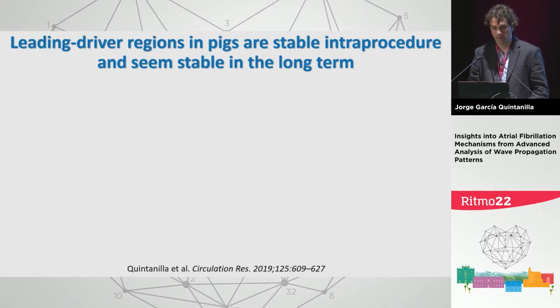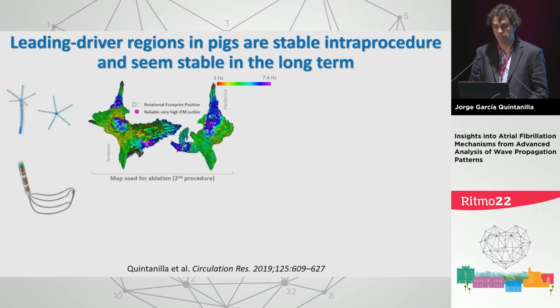Using this approach in sequentially acquired signals with multipolar catheters, we demonstrated that hierarchy maps of activation rate measured by the median instantaneous frequency modulation at each spot are stable intra-procedure and seem stable even in the long term. Here you can see the median IFM maps that we use as hierarchy maps in a patient that had been in self-sustained persistent AF for the last 6 months.